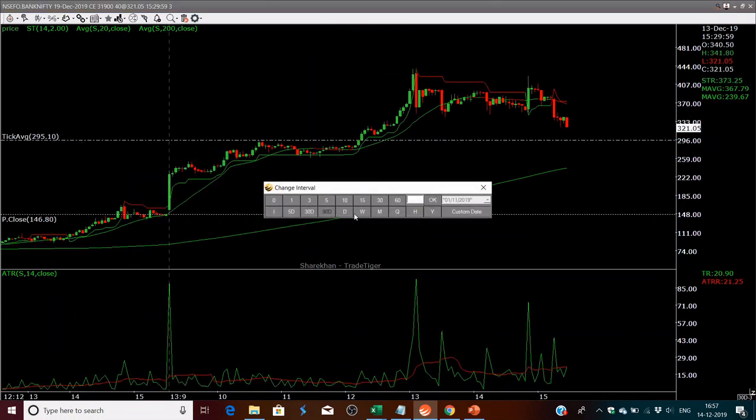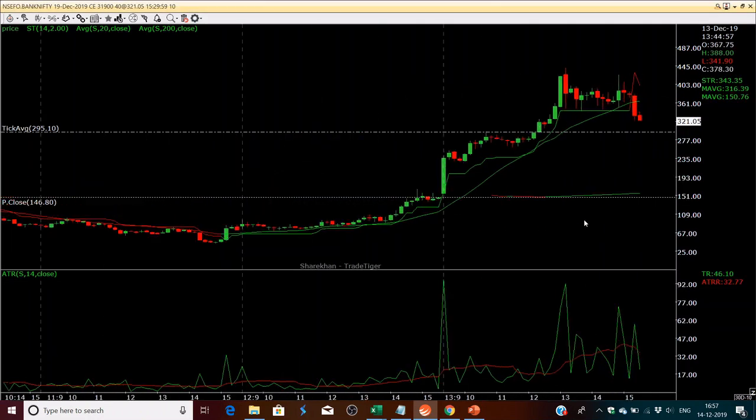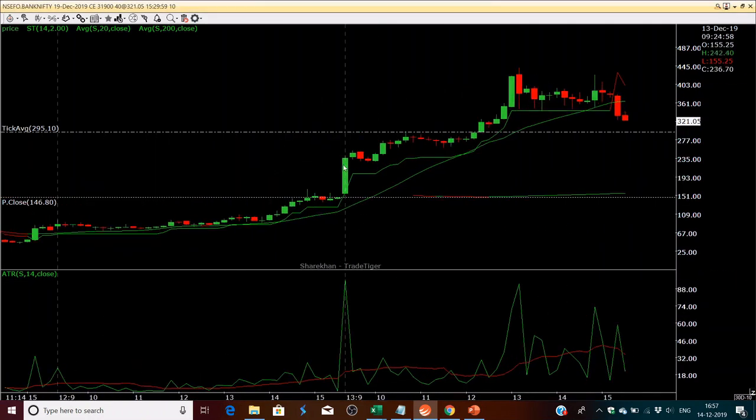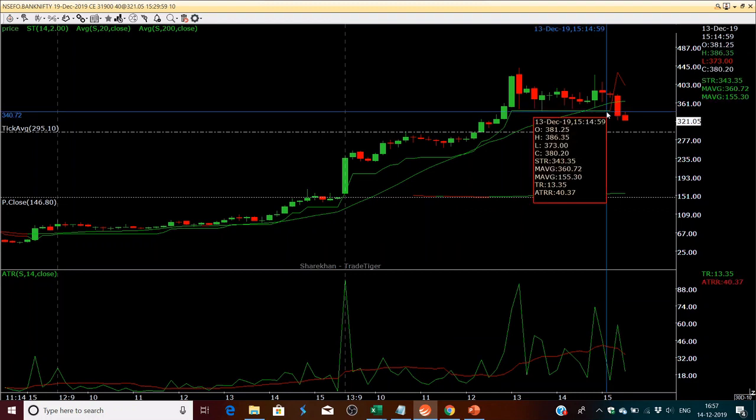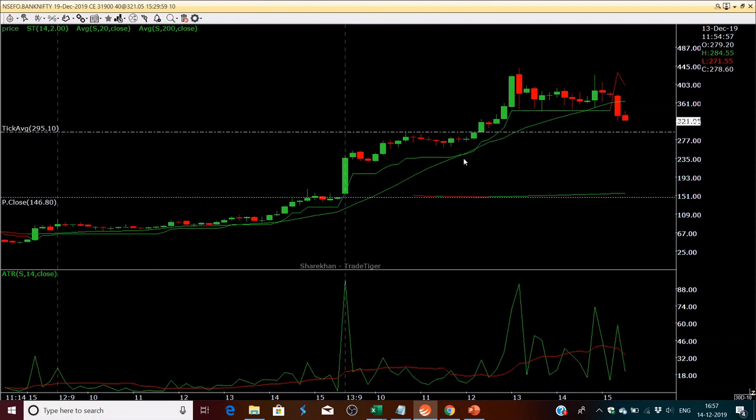Let's look at a higher time frame. Let's look at a 10-minute. 10-minute super trend. See this. You have taken a 10-minute super trend, trailed your stop loss as per the 10-minute super trend. The stop loss was not hit till the day end. Okay, that's how super trend works very well. You can use it as a stop loss.